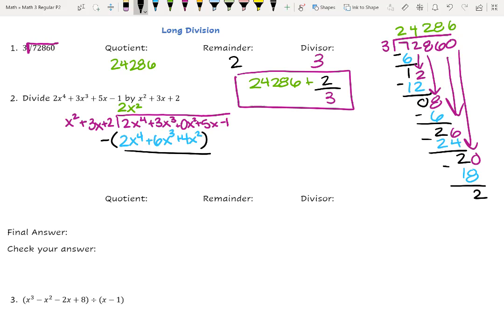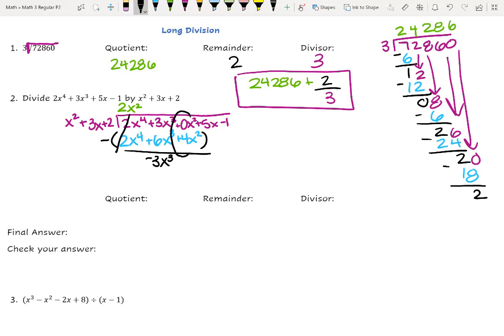So, I mean, 2 minus 2 is 0. I have 0 of the x to the fourths. My x cubes, I've got 3 minus 6. All right, so my 3 minus 6 is negative 3. And I still have the x cubed, negative 3x cubed.